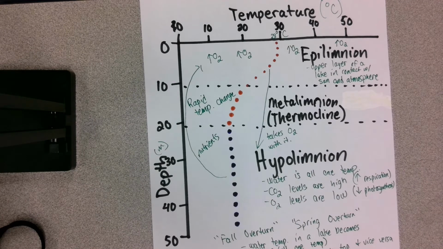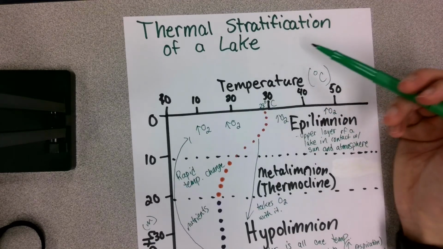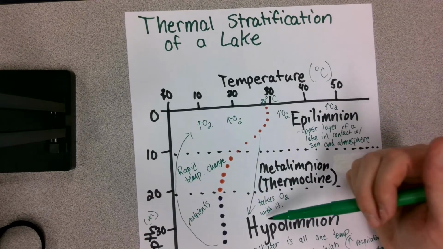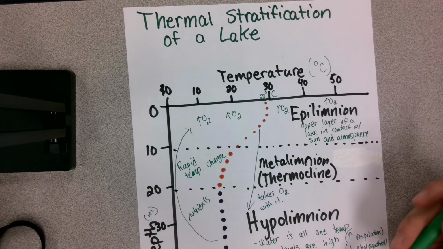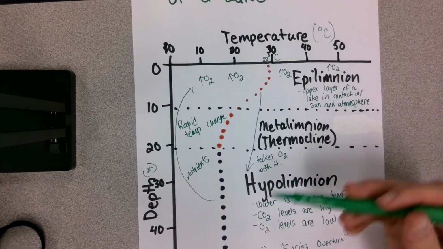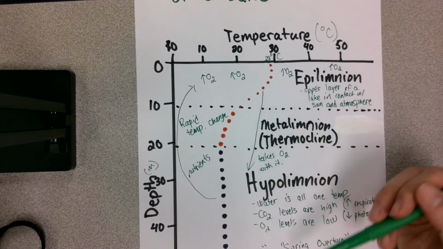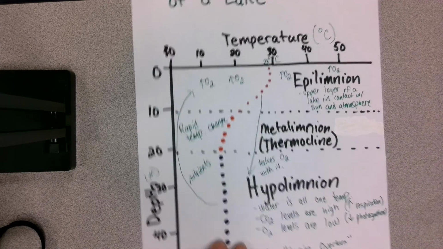Okay, so it's actually a really interesting phenomenon, and whenever it's winter or summer, it'll stratify itself, or it'll have these three distinct layers. But when it is fall or spring, they're going to have basically one uniform temperature throughout the entire lake. All right?